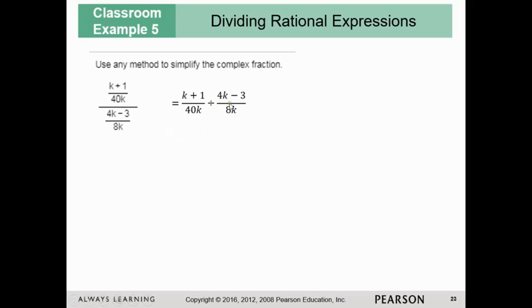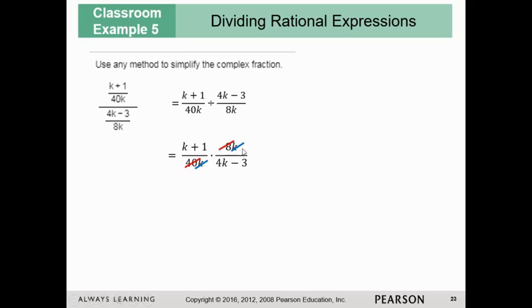Now we're going to create the reciprocal of the divisor, which is 4k minus 3 over 8k. And this is what we did here. We created the reciprocal of the divisor. Now, remember, we would multiply across here, but first we want to cancel out any like terms. Notice that 8 and 40 have common factors. We can divide 40 by 8 and get 5. And also notice that the k's cancel out.